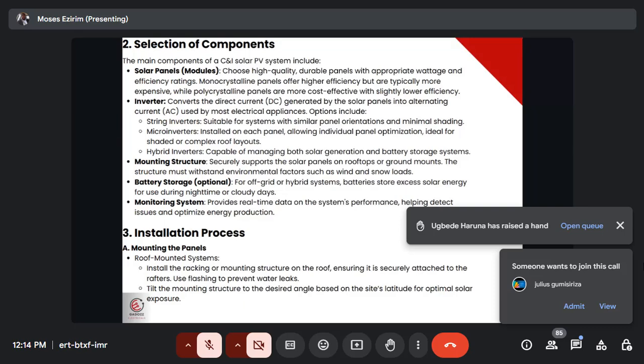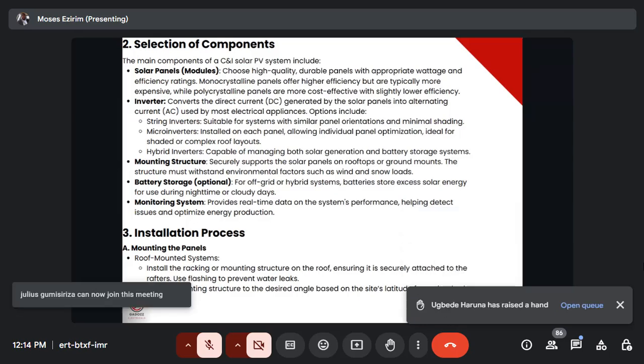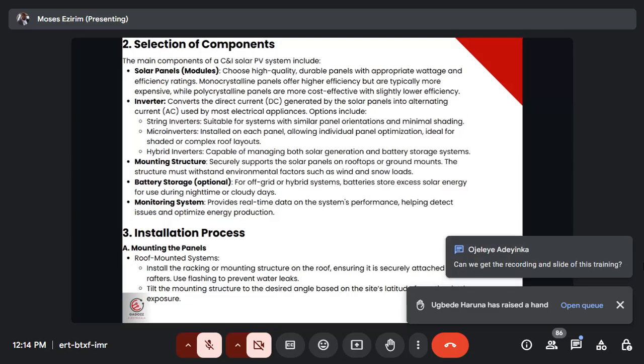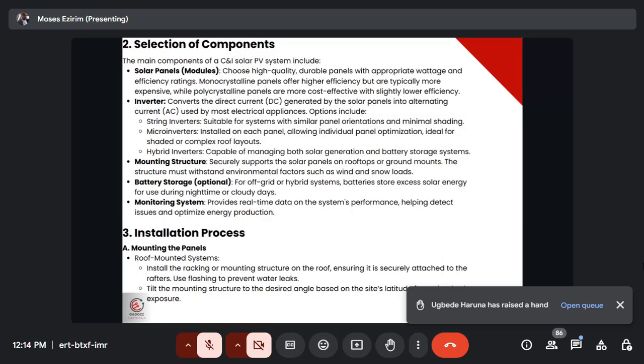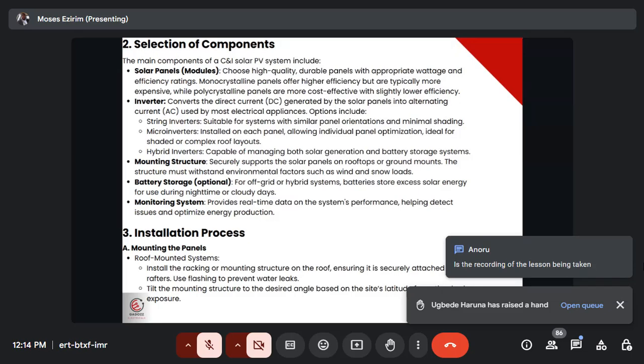Install the racking and mounting structure on the roof, ensuring it is securely attached to the rafter. Now, using flashing to prevent leaks. If you are doing your installation, there's every tendency that you need to pierce the facility roof. That's the reason why you need what we call flash band. Flash band is once you are done piercing, you seal it just to prevent water leaks.